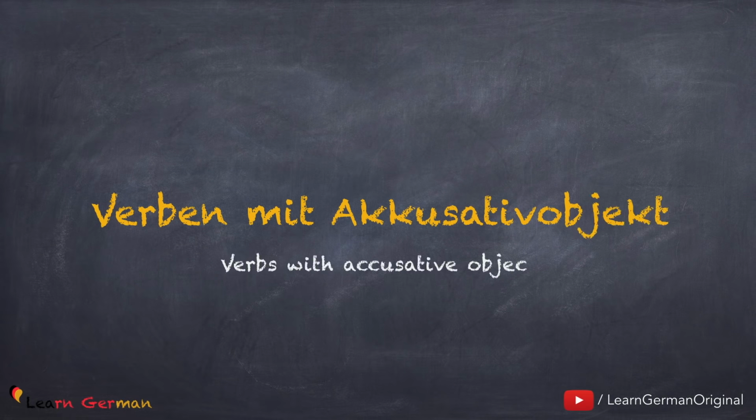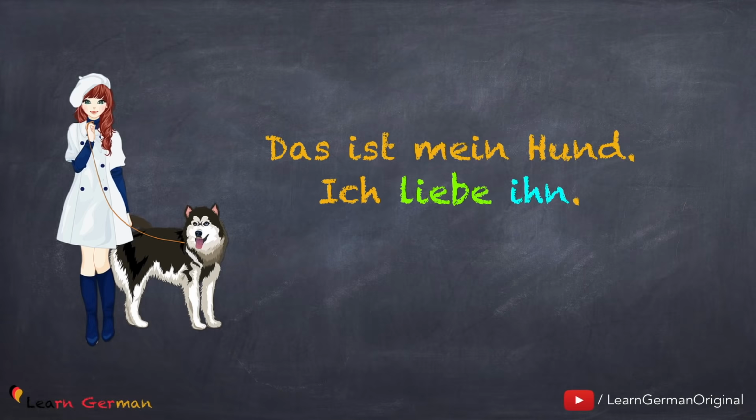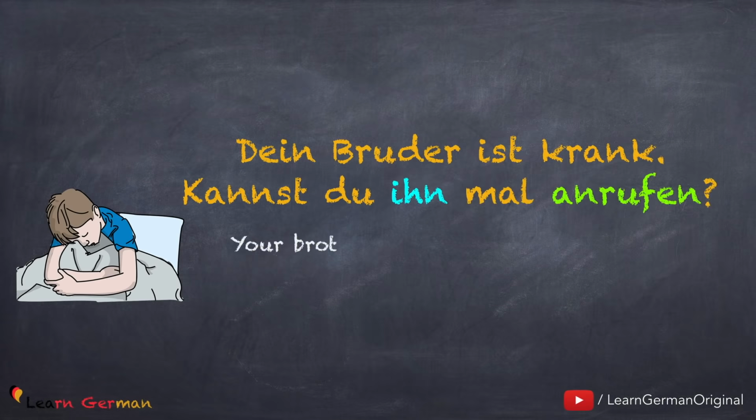Let's look at a few verbs that always take an object in the accusative case. Verben mit Akkusativobjekt. Here's the first example. Das ist mein Hund. Ich liebe ihn. Since we are talking of only one object in the sentence, that object will be in Akkusativ. Here's the next example. Dein Bruder ist krank. Kannst du ihn mal anrufen? With the verb anrufen, you will use an accusative object.